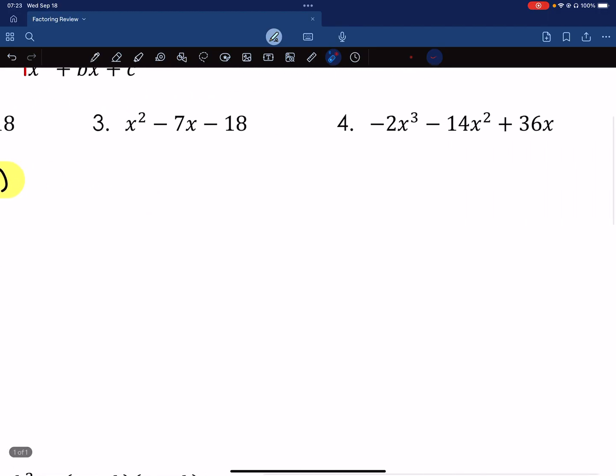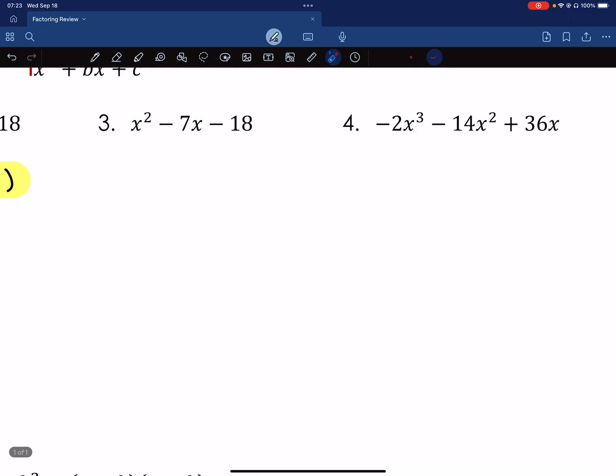Now looking at number 3, notice now we have a minus sign right here. So what that means is our signs are going to be different. We're still going to do the x. In front of our x squared, it's still a 1. So we're taking that and multiplying it by the end. That gives us a negative 18.